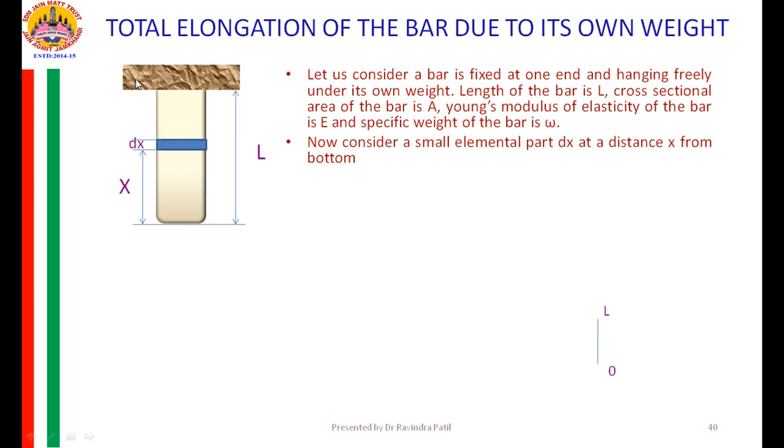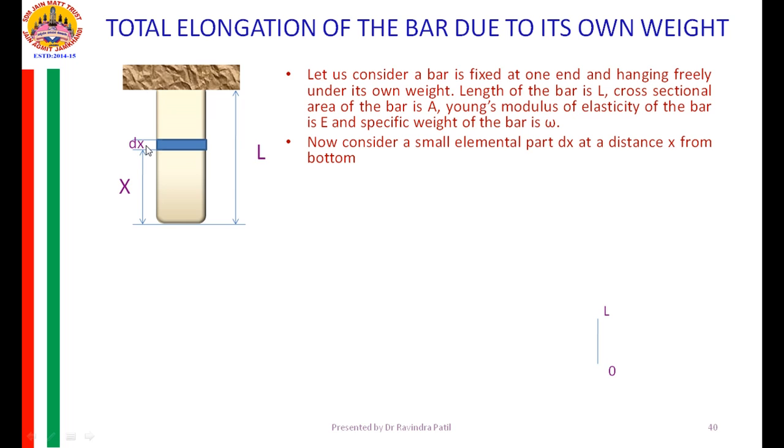So I am considering a bar of length L. If I cut it in the cross section, its area is A. Now I am considering a small part of it, dx, which is at a distance of x from the bottom. I want to calculate the deformation of this part. This part means its length is dx.